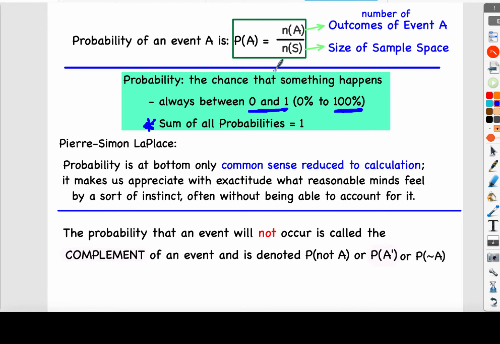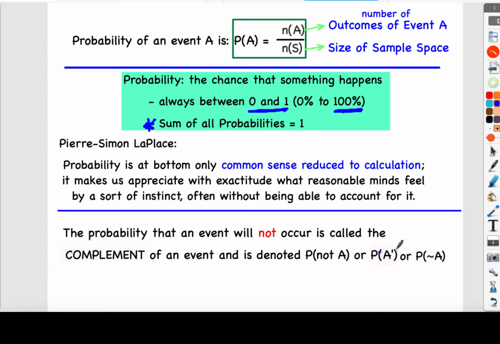Big things to remember about probability: what do you want to have happen, divided by anything that could happen. All probabilities fall between 0 and 1. 0 means it absolutely isn't going to happen, 1 means it's absolutely going to, and most probabilities fall somewhere in between. And again, the complement is the probability that something won't happen.